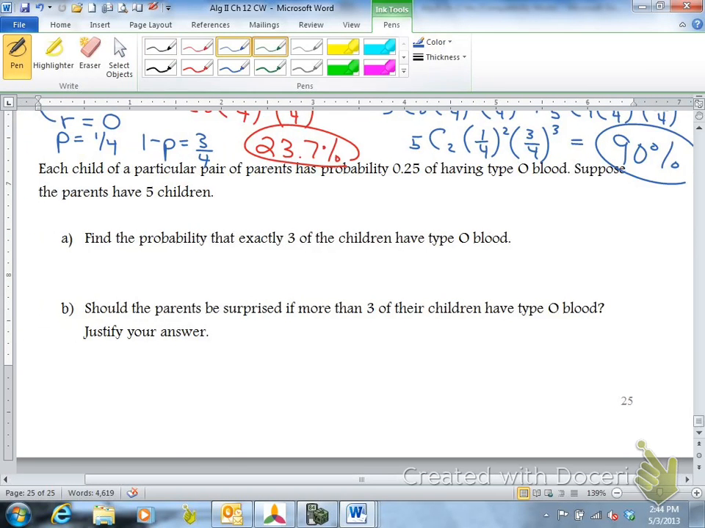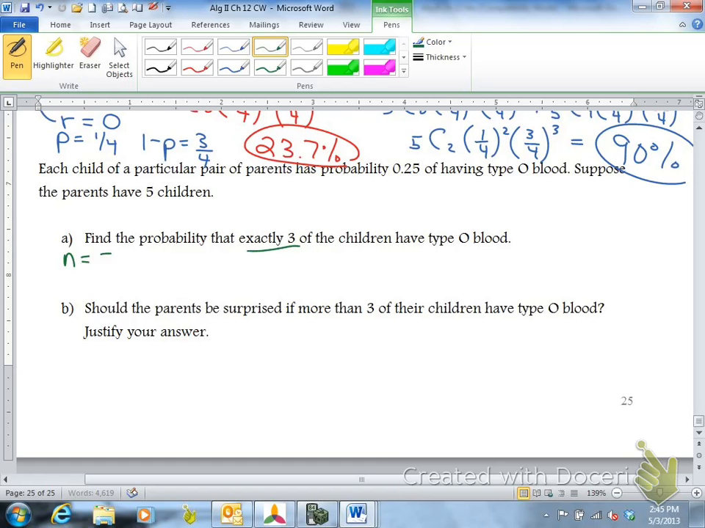Last question, we have each child of a particular pair of parents has probability of 0.25 of having blood type O. So there are 4 different types of blood type. So you have O, AB, A, and B. 4 different types of blood types. Suppose that parents have 5 children, find the probability that exactly 3 have blood type O.